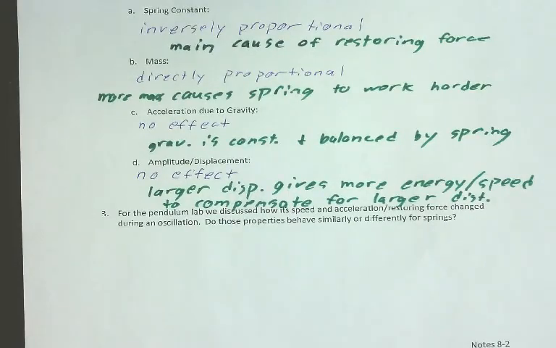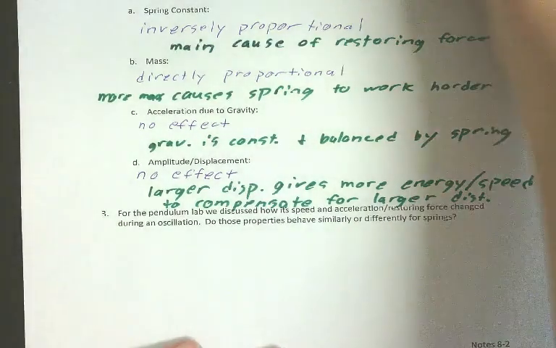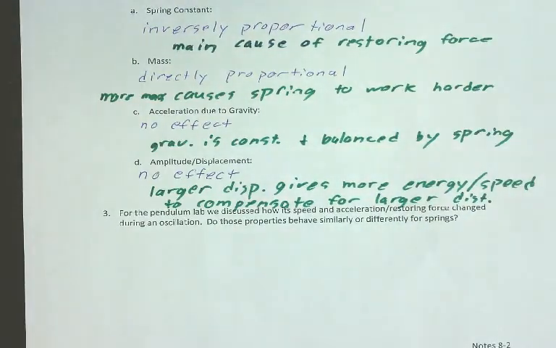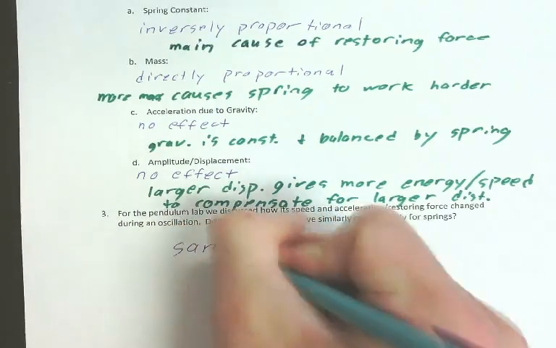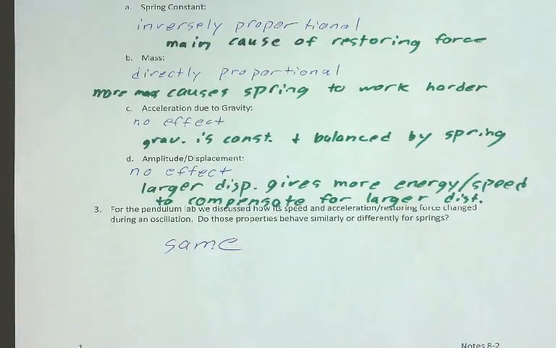All right, number 3. For the pendulum lab, we discussed how its speed and acceleration and restoring force change during oscillation. Do those properties behave similarly or differently for springs? And the answer is it's the same. There you go. So we said that as you go towards equilibrium, the pendulum increased speed. It was going the fastest it could go at equilibrium and then slowed down on the way to amplitude and stopped at amplitude before it repeated the process again. Exact same thing for springs.